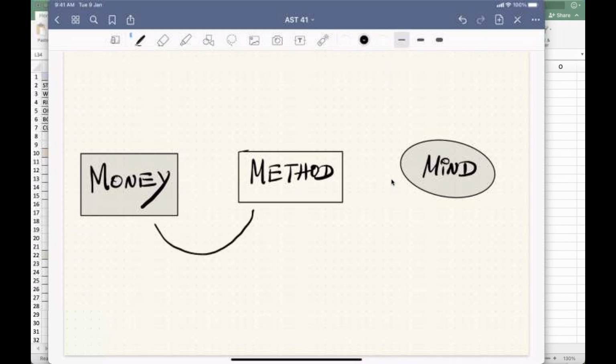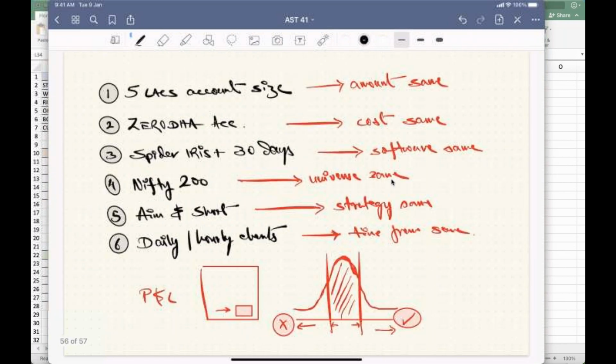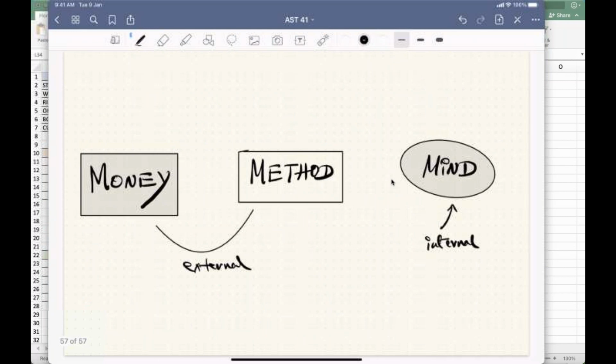These are all external factors. This is an internal factor. The broker, the amount, the money in your account, the software, the platform, the universe, the strategy, the course, the book, the video, the time frame, all these come under the domain of externalities.